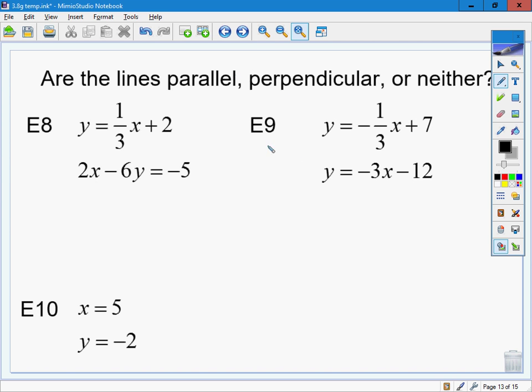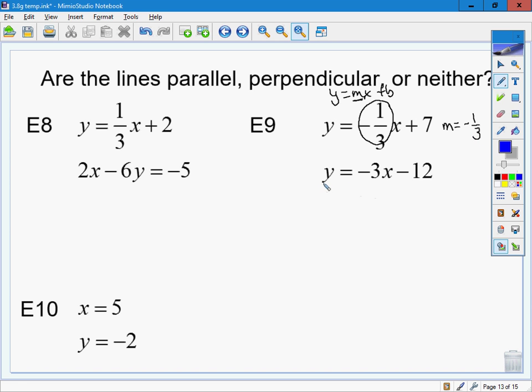Now I'm going to work out example 9 before I work out example 8 because it's in an easier format. In fact, I'm going to work out 9, 10, then I'm going to go back to 8. Here they're asking me again, are they parallel, perpendicular, or neither? Well, in order to tell that, I need slope. These are both in the form y equals mx plus b, so I should be able to identify what m is. And in this problem, it is negative 1/3.